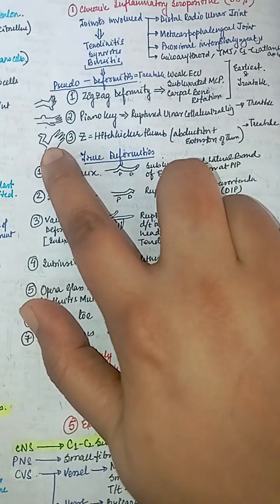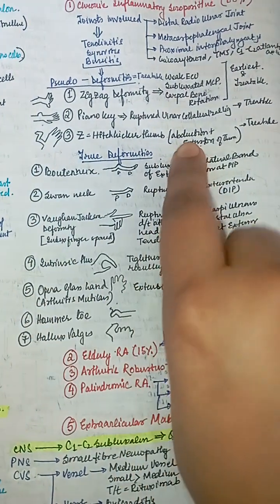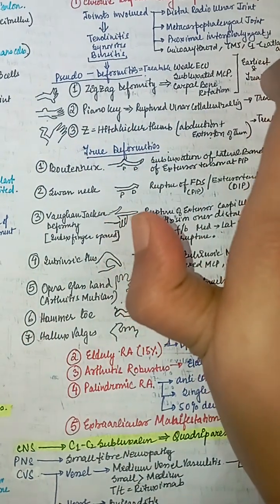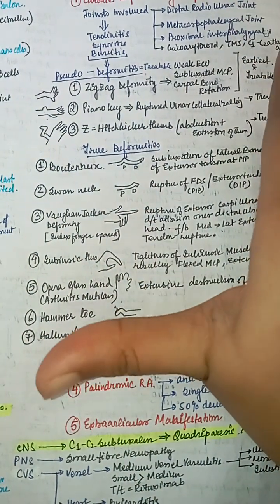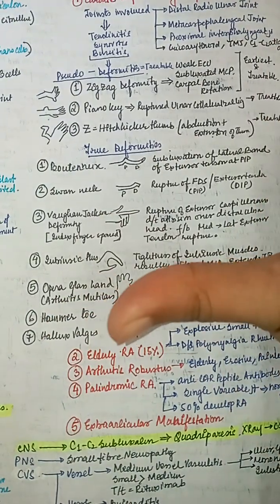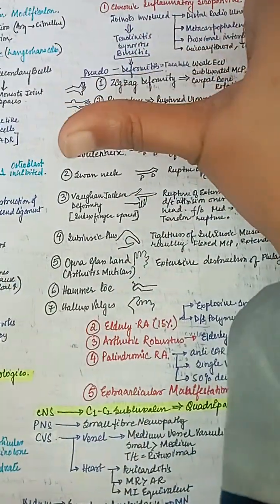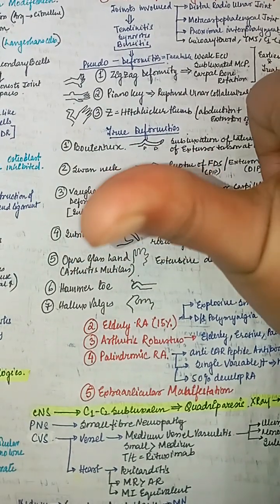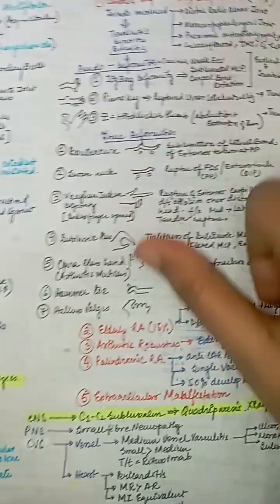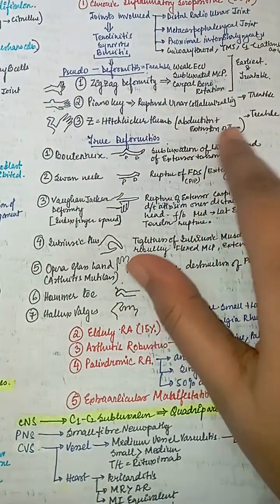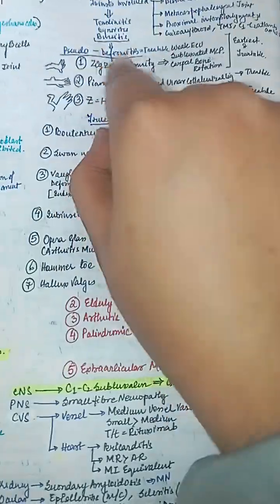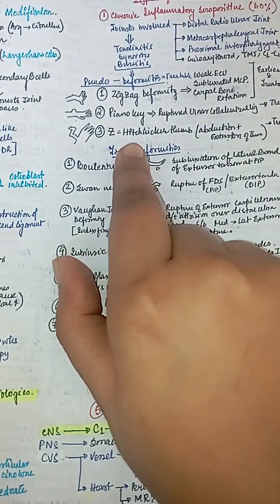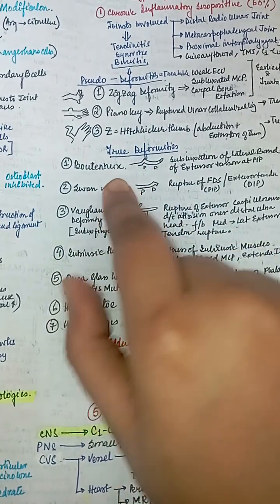And the hitchhiker sign is because of the abduction and extension of the thumb. Abduction and extension of the thumb. This is the hitchhiker's thumb. This is also treatable. So the three pseudo deformities are zigzag deformity, piano key deformity, and hitchhiker's thumb.